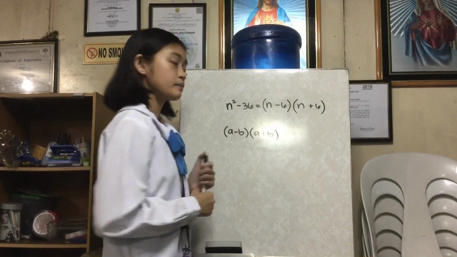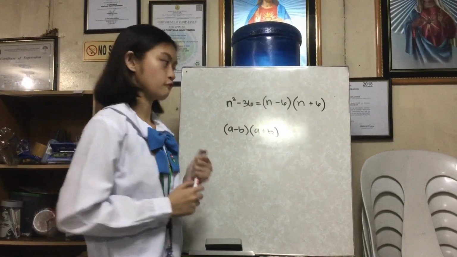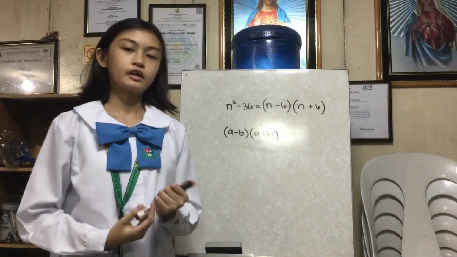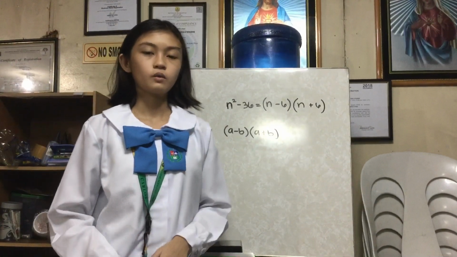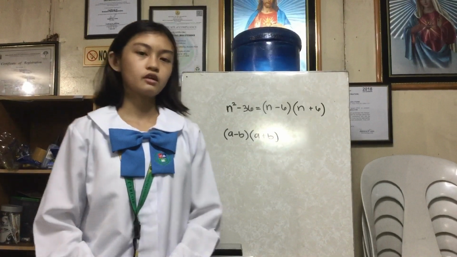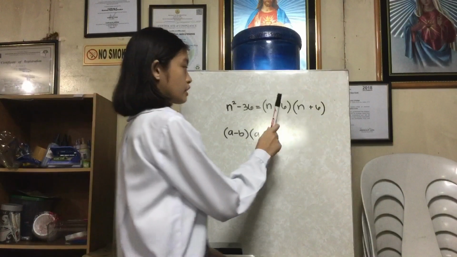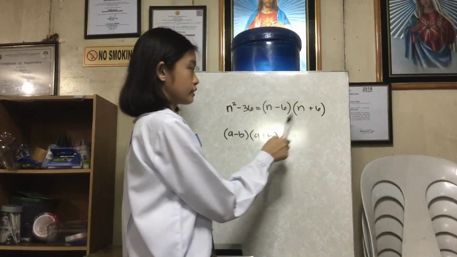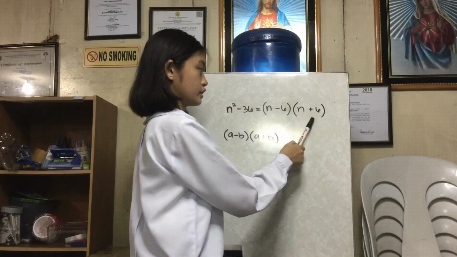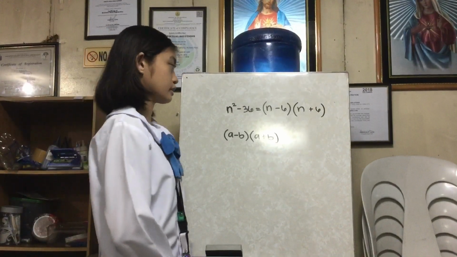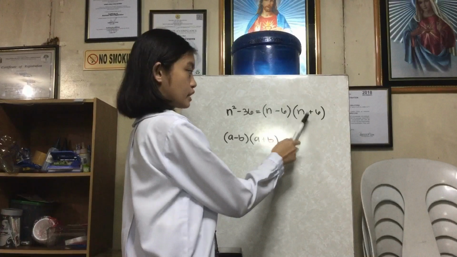Like n times n is equal to n squared. So first write n in two parentheses. Then look for the GCF of negative 36, which is 6 times negative 6, because it is equal to negative 36. So first write negative 6 in the first parenthesis, then positive 6 in the second parenthesis. So now the factor of n squared minus 36 is n minus 6 times n plus 6.